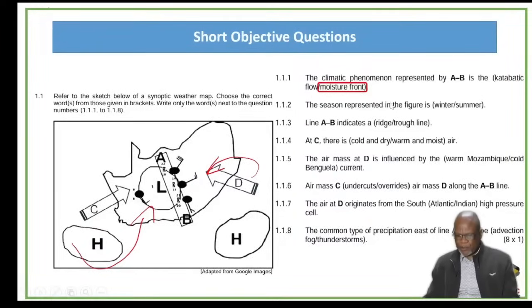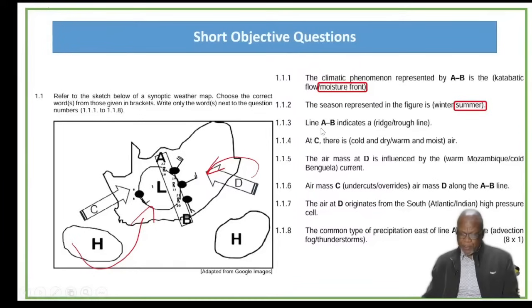The season represented in the figure is winter or summer. What is a line thunderstorm? What is the moisture front going to do? It is going to give us line thunderstorms. During which season do we receive line thunderstorms? Or during which season do we experience this heavy rainfall? We experience this heavy rainfall during summer. So the correct answer there will be summer.